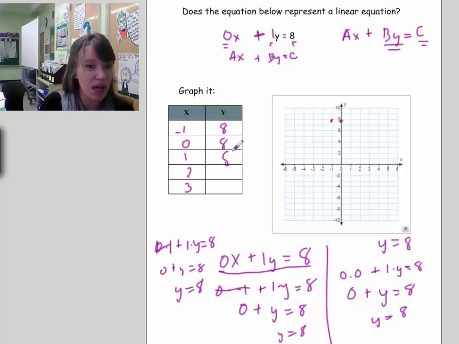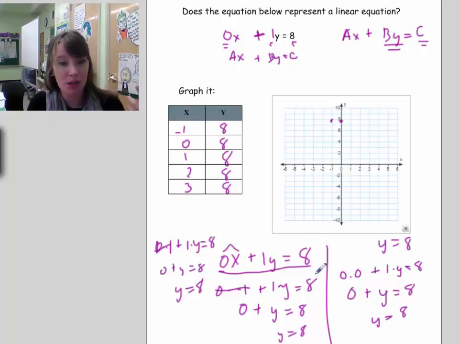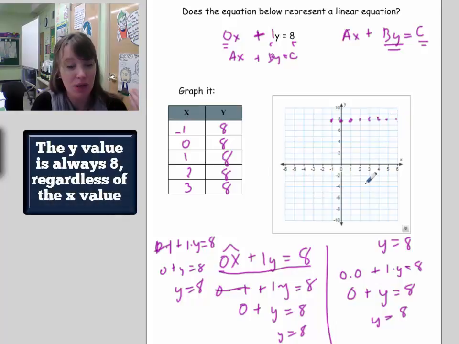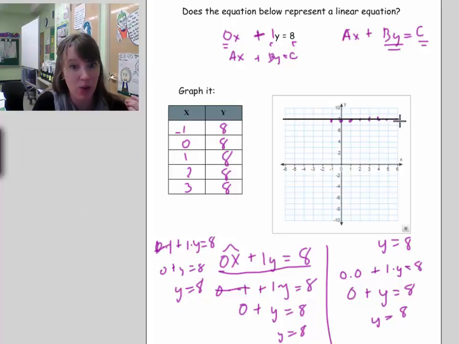And so as it turns out, all of these values are 8. It doesn't matter what the values of x are, because you're multiplying those values by 0. So all of these things, you end up getting this line that always has a y value of 8, regardless of what the x value is. What does that look like? It is a horizontal line that has a height of 8. So let's write these things down. So it's a horizontal line right here that has a height of 8.